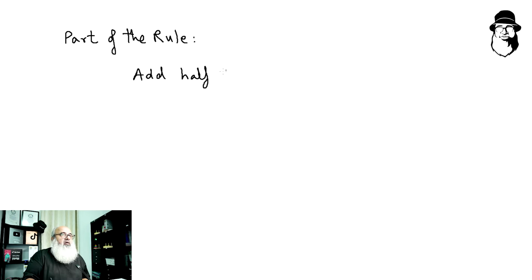Multiplying by 6, the rule is, actually I should say part of the rule is, just add half of the neighbor. Right? That's the rule for now. It's part of the rule, but for now, let's say this is the rule.